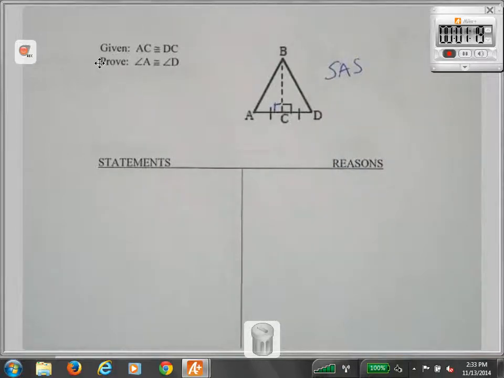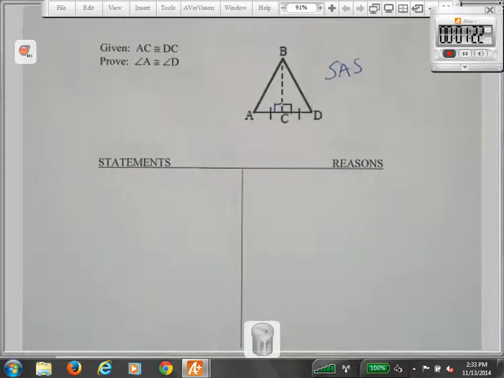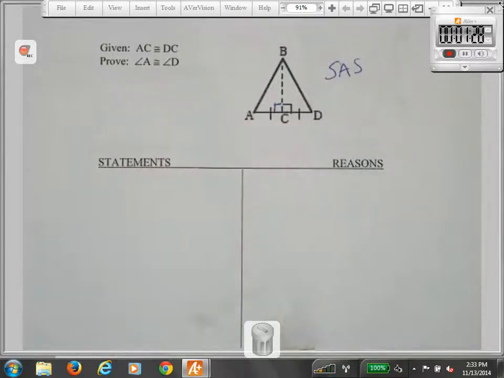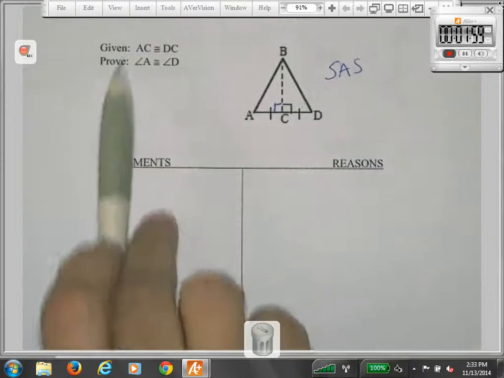So once we've determined that the two triangles are congruent, then because the two triangles are congruent, all of the parts of the triangles are congruent. Therefore, we can use what's over there on the board, corresponding parts of congruent triangles are congruent, right? Got it? Okay, so we are going to use side angle side, and then we'll use the CPCTC to prove that A and D are congruent angles.